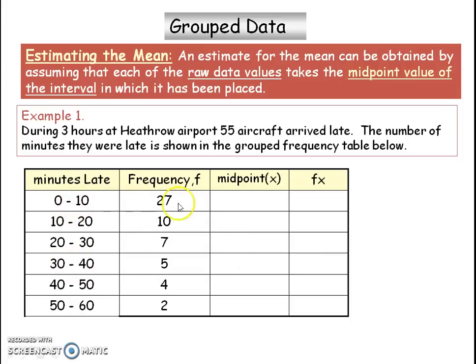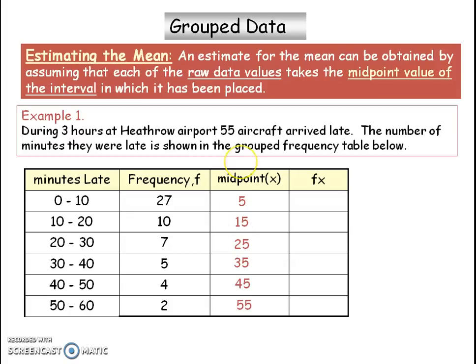The midpoints can be calculated by adding the minimum and the maximum of the class interval and dividing by 2. So 0 plus 10 divided by 2, my midpoint will be 5. Similarly, 10 plus 20 divided by 2, my midpoint will be 15. In this way, we need to calculate the midpoint for all these class intervals. So next 25, then 35, 45 and 55.